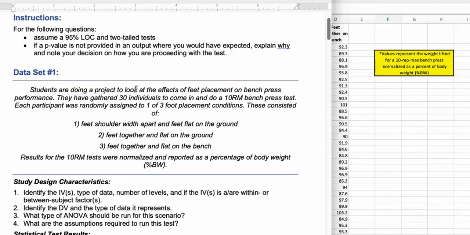So for the review, I've just given you guys one of each type of ANOVA that we've run for this section. So you'll have a one-way independent and a one-way repeated measures ANOVA. And then you'll have three two-way ANOVAs: one independent, one repeated measures, and one mixed factor ANOVA. So you have one more round of practice for any of these tests.